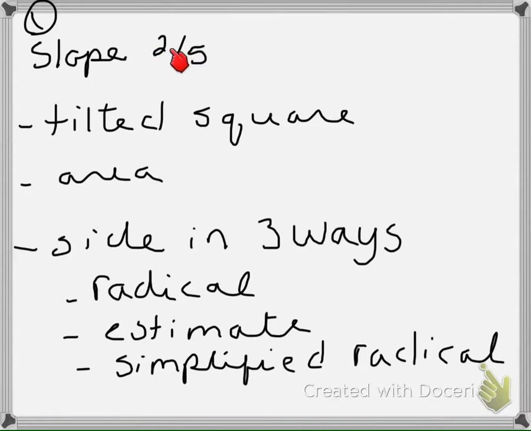You're going to draw a line that has a slope of 2/5, and then you're going to draw a tilted square around that side that has the slope of 2/5. You're going to surround it and find its area, and then you're going to write the side lengths in 3 ways: in radical form, as an estimate, and in simplified radical form. Okay, so turn the video off and draw a line with the slope of 2/5, build a square around it, find its area, find its side length in 3 ways, and then turn the video back on and check yourself.